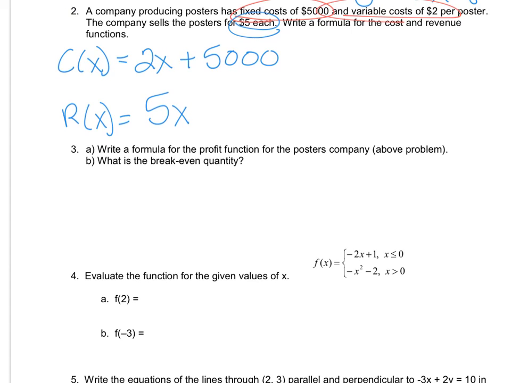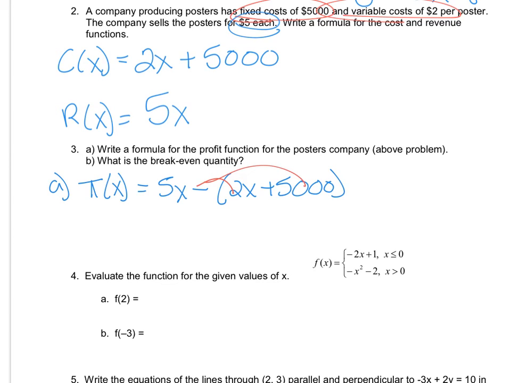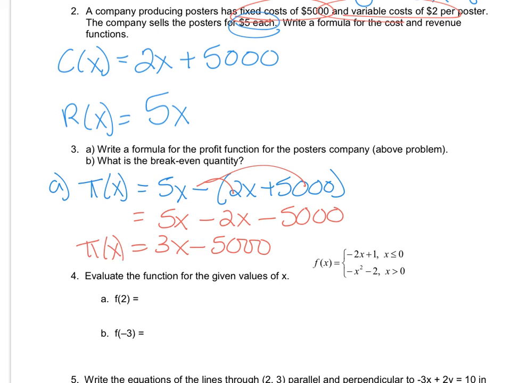So profit, we use pi for profit. That's revenue minus cost. You have to be careful to group your cost function because this negative gets distributed, and it will make a difference if you don't have those parentheses. So our profit function is 3x minus 5,000.